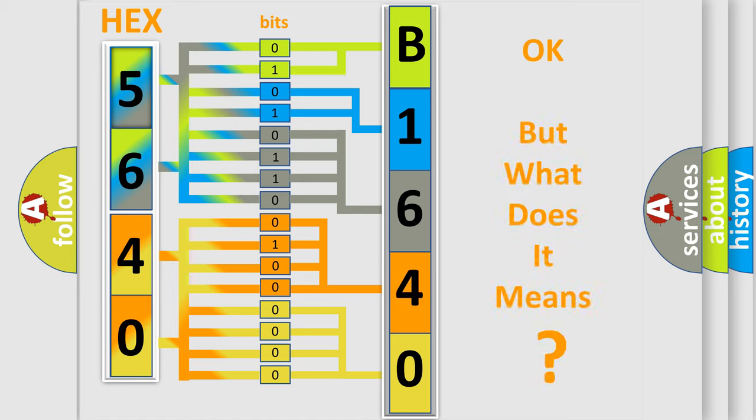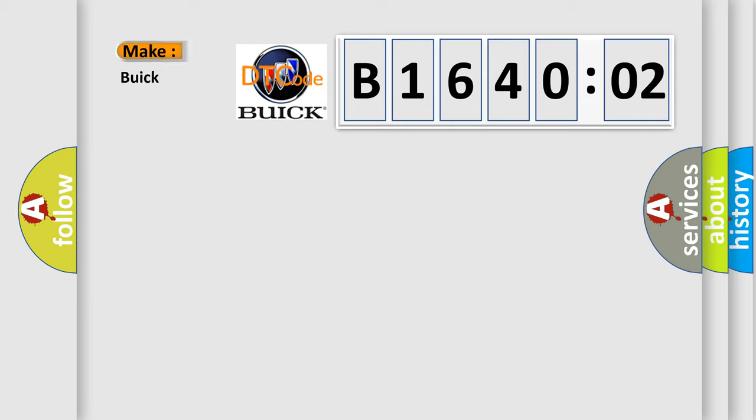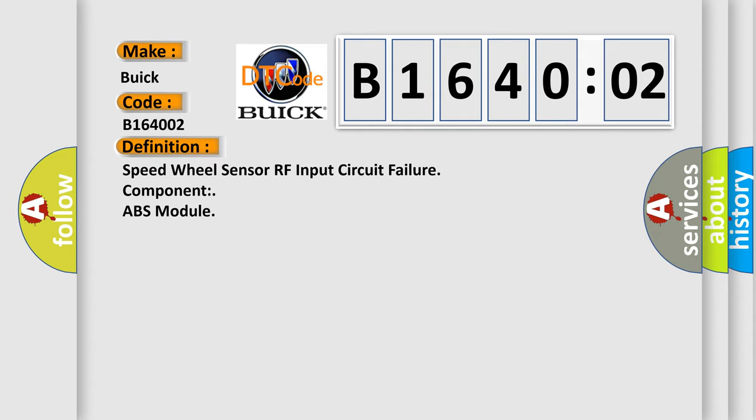The number itself does not make sense to us if we cannot assign information to what it actually expresses. So, what does the Diagnostic Trouble Code B1640-02 interpret specifically for Buick car manufacturers? The basic definition is: speed wheel sensor RF input circuit failure, component ABS module.